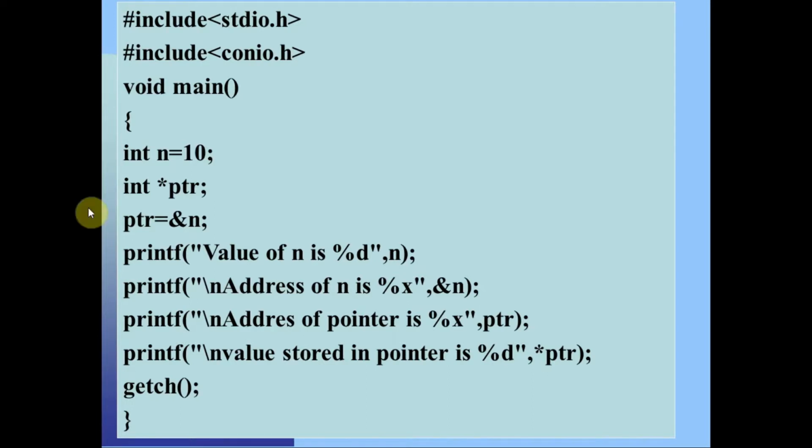Example: n equal to 10 is an ordinary variable. This is the pointer representation. The ptr is a pointer variable, so it holds the address of the n variable. So the print of n gives the value 10. This represents the address of the n variable, then ptr represents the address, then asterisk ptr is directly pointing to the value. So the answer is 10.